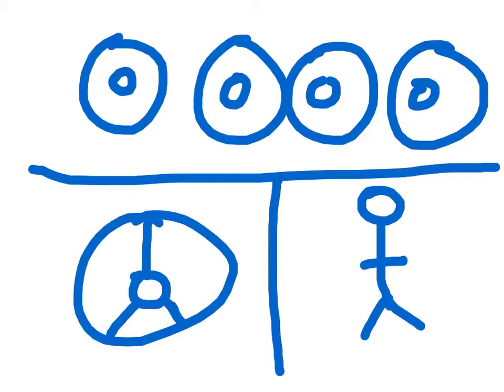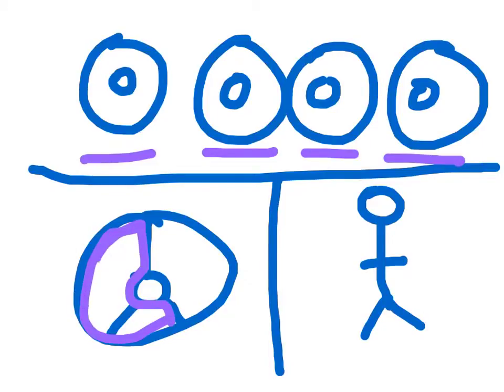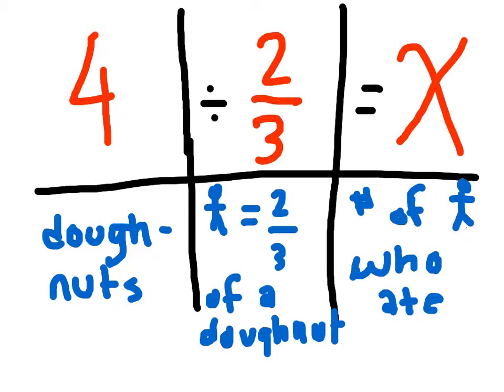Okay, so we have 4 donuts, and each student gets 2/3 of a donut. We need to know how many students there are. So we have 4 donuts, and we need to divide it by 2/3. The 2/3 is the piece, like each student gets 2/3 of a donut, and we need to know the number of students who actually ate the donuts.